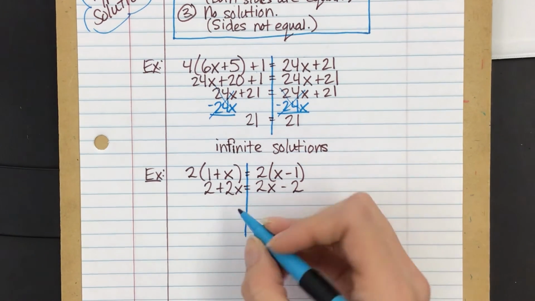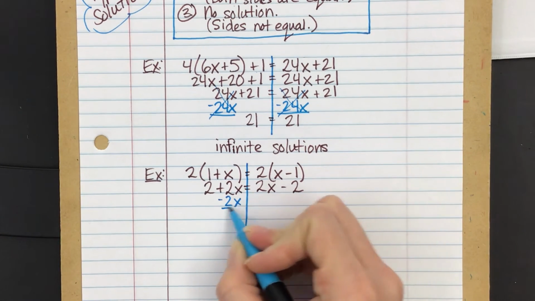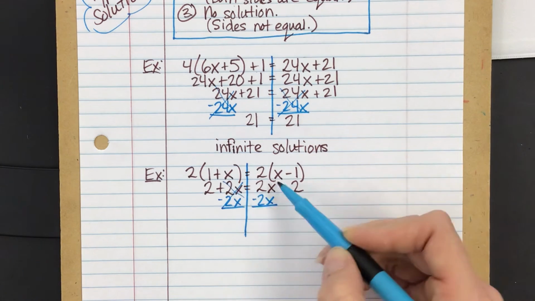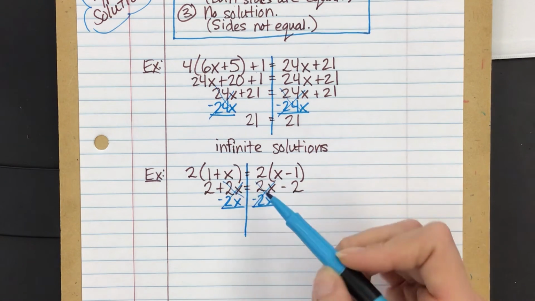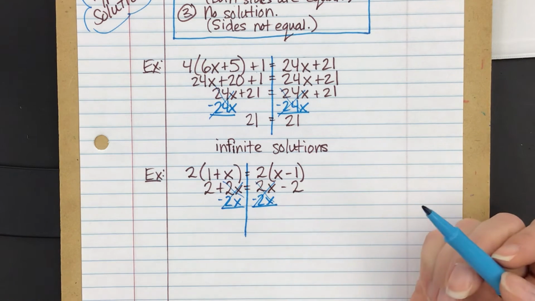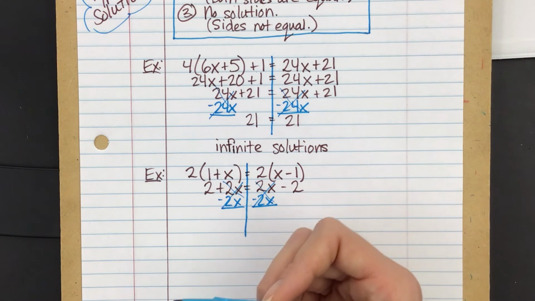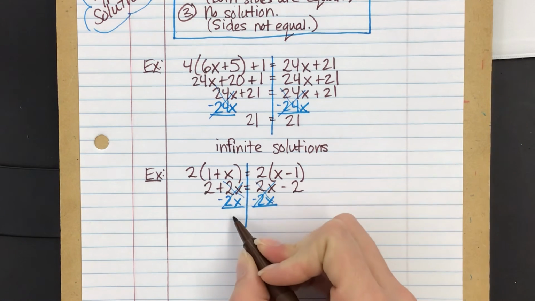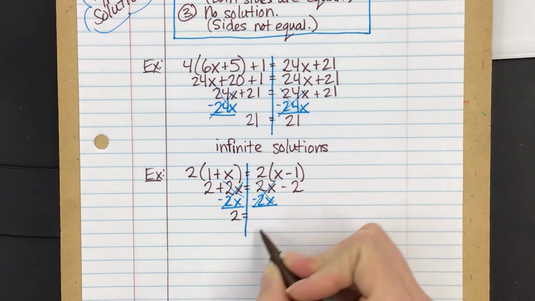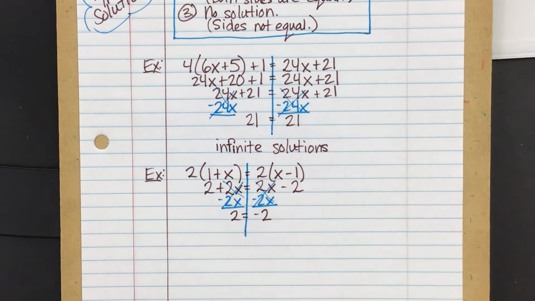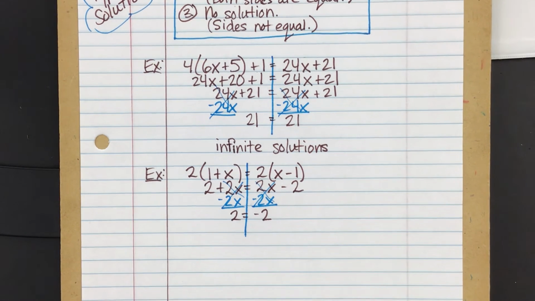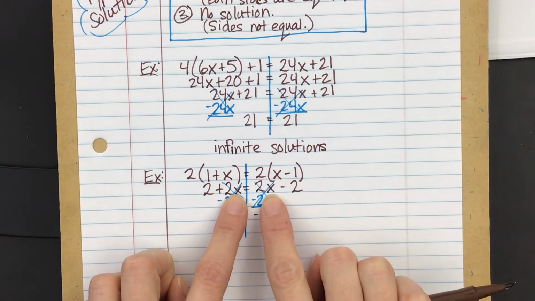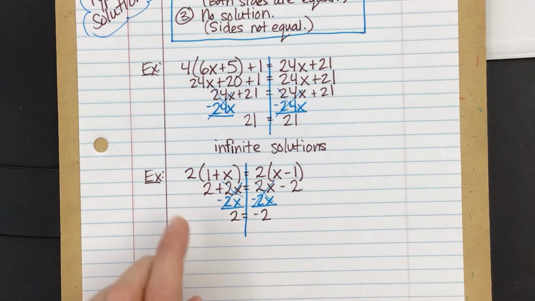So I'm going to move all my variables to one side of the equal sign. And when I do that, you can see that this cancels out and this cancels out. That's a classic trait of infinitely many solutions or no solutions. If your variables completely cancel out, you know it's one of those two. And what I'm left with is 2 and negative 2. Is 2 equal to negative 2? No. So in that case, it doesn't matter what you were to plug in for x. Nothing could make that equation true.